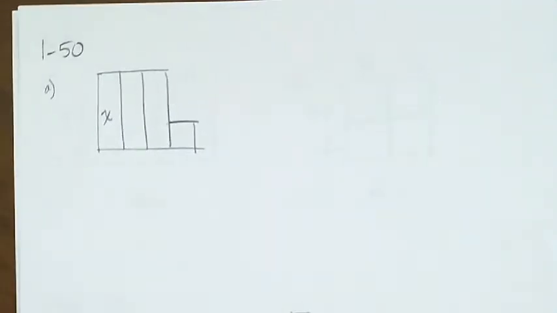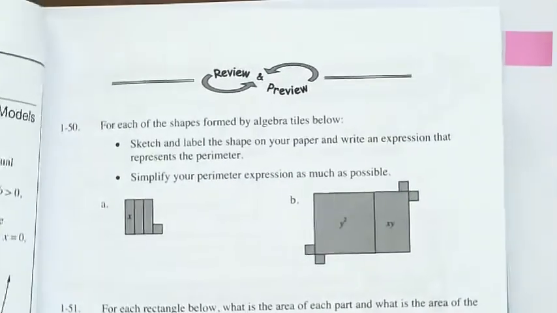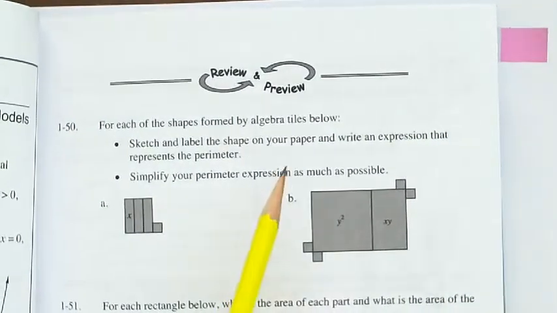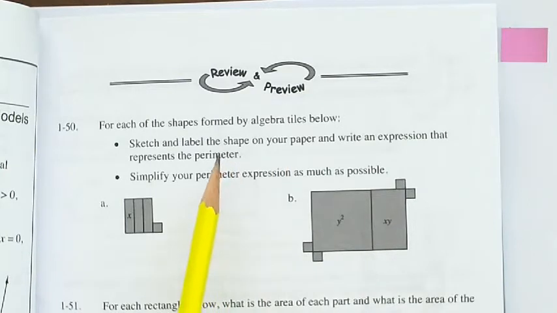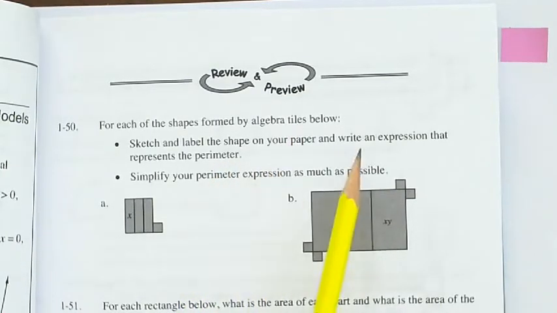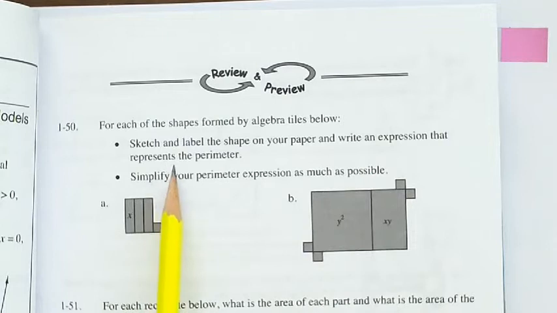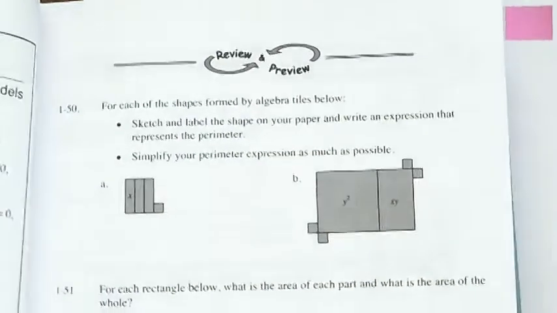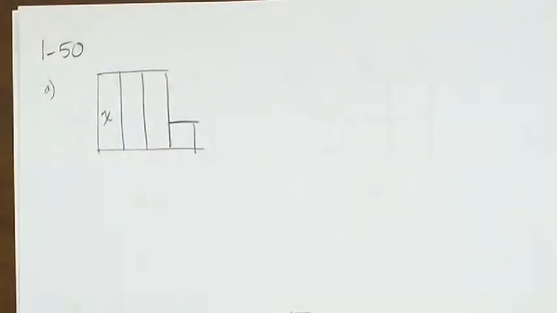Okay, beginning with 1-50, we have: for each of the shapes formed by algebra tiles below, sketch and label the shape on your paper and write an expression that represents the perimeter. Simplify your perimeter expression as much as possible. So we're not doing area, we're only doing perimeter.